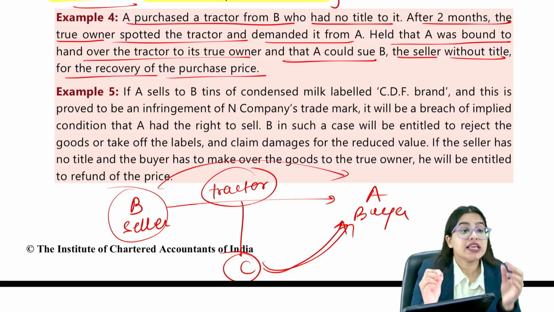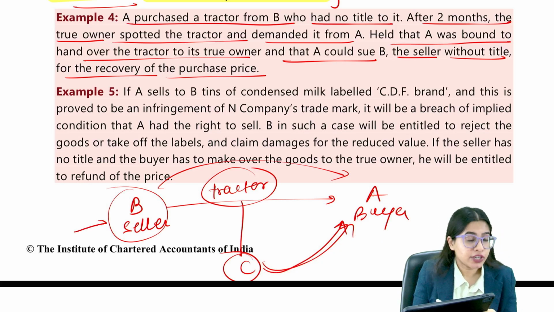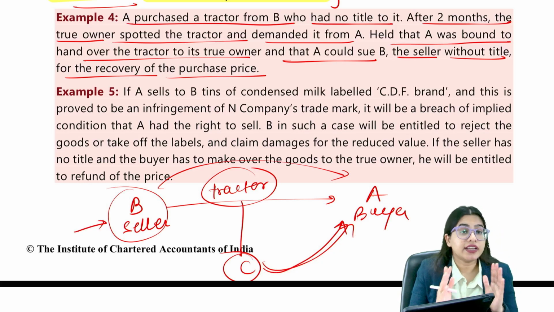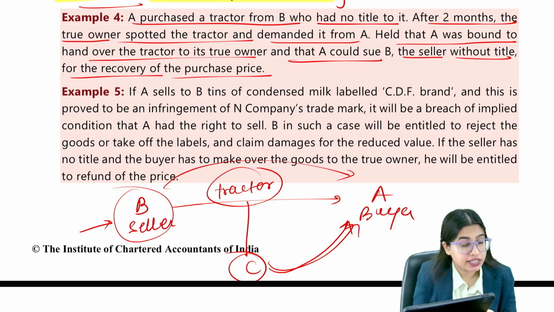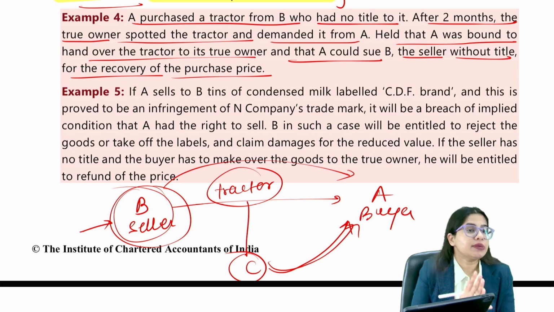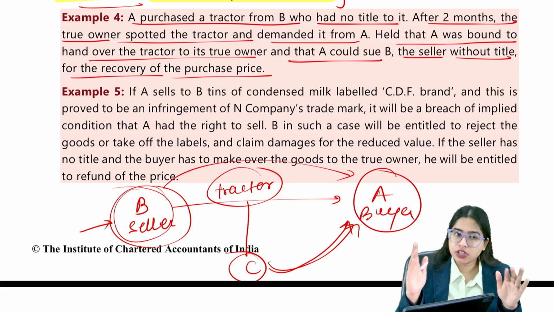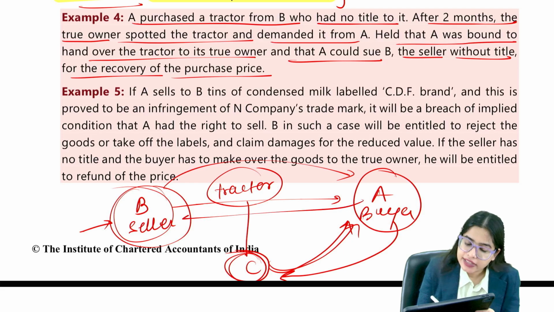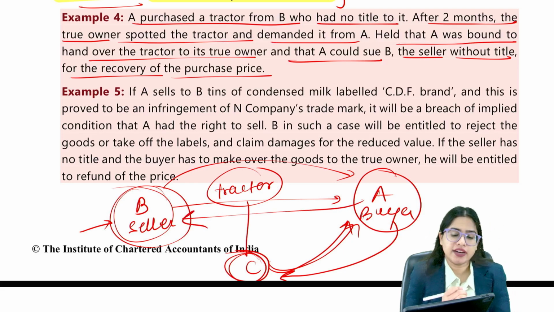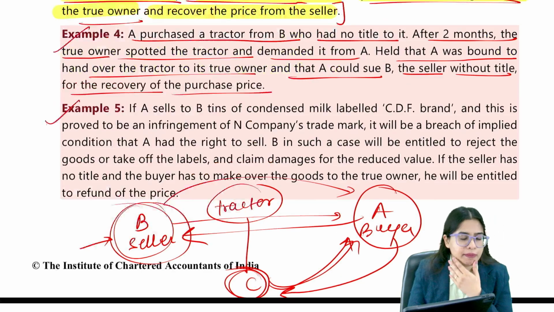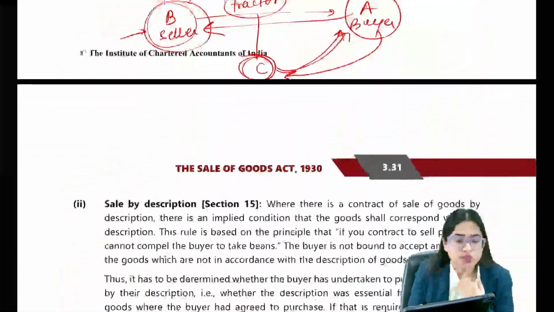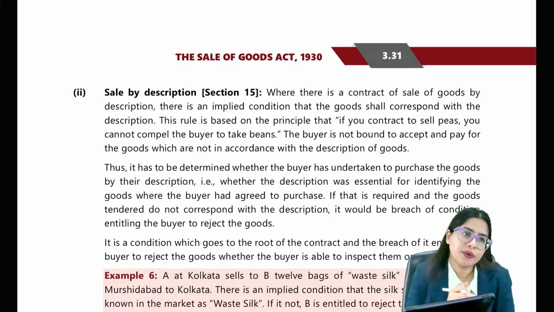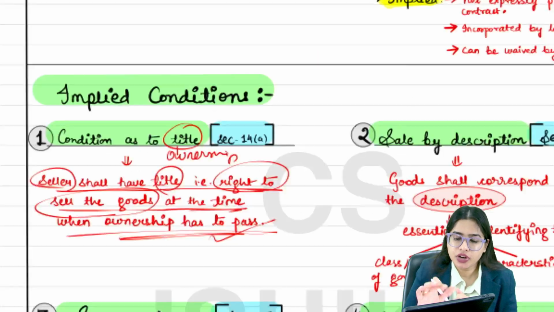In that case, there is an implied condition that the seller should have title. Now here the seller has no title, the seller's title is defective, so we will say that there is a breach of implied condition. In this case, Mr. A can cancel the contract. So A can return the tractor to the rightful owner and he can take his money back from the seller. This is an example. The same example is example 5. You can just have a read over it. With this, we are done with the first implied condition.